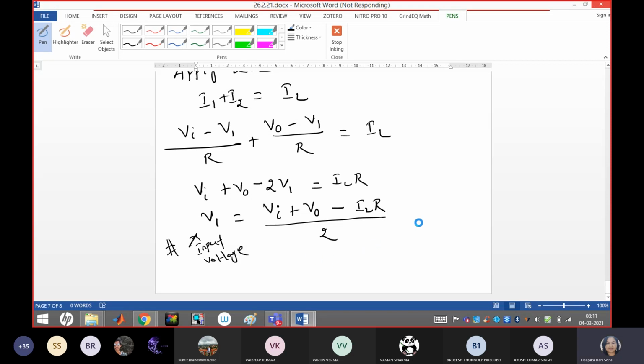Now tell me what is the gain for this circuit, guys? If suppose gain is A, what is the gain for this circuit?